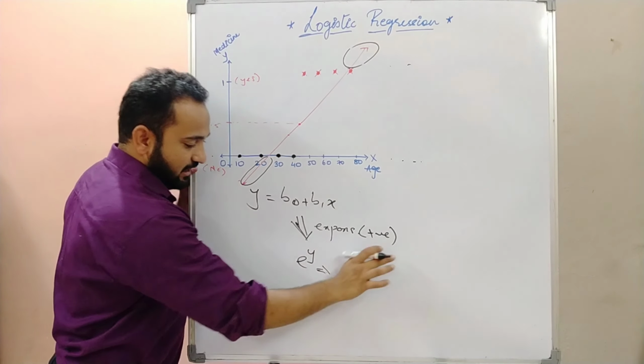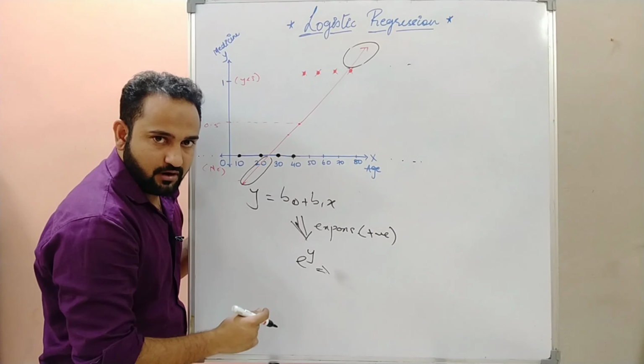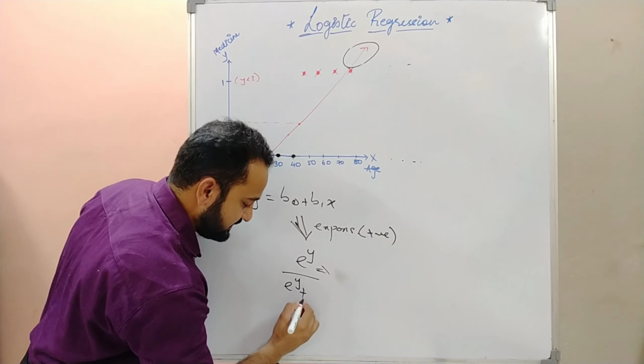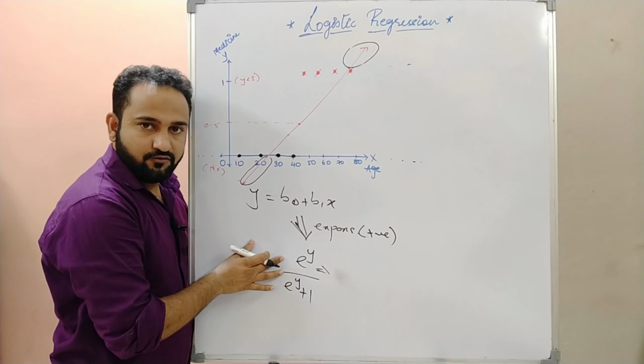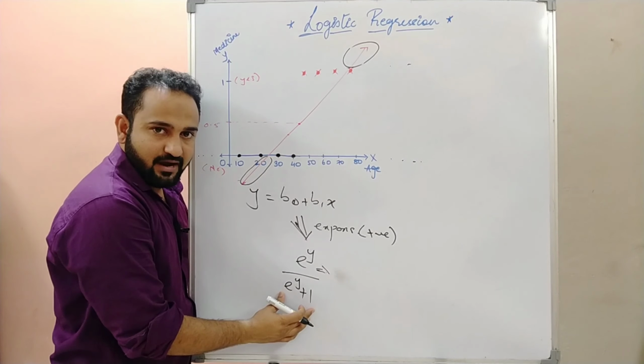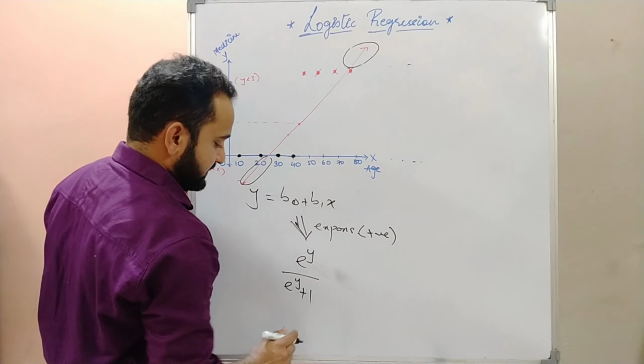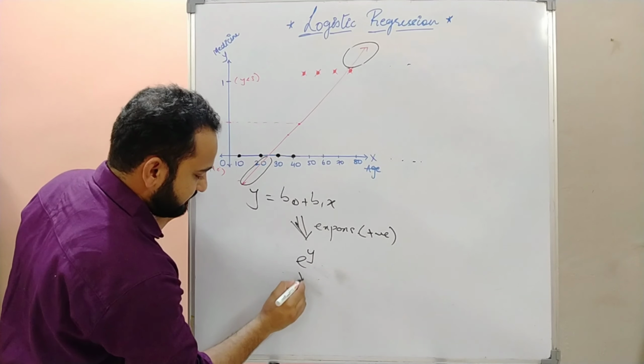Likewise, if we have e raised to y in general term, how can we write? We will simply write e raised to y divided by e raised to y plus 1. Whatever is the value of e of y, we will just divide it by e raised to y plus 1. This will make sure we got this e raised to y. Let me write it here.